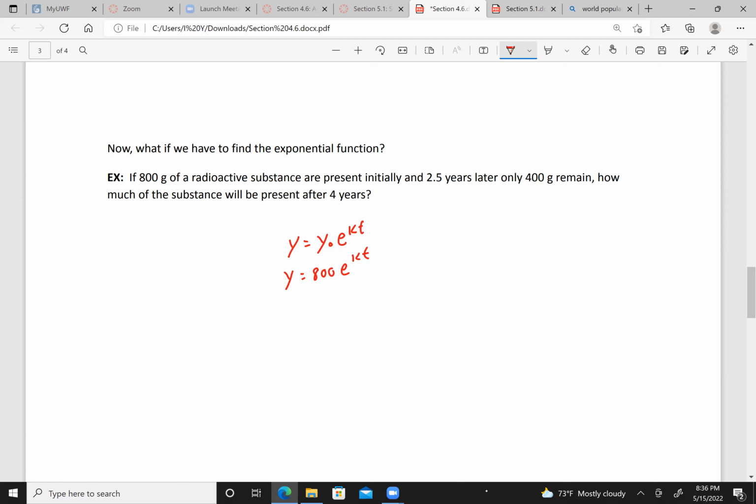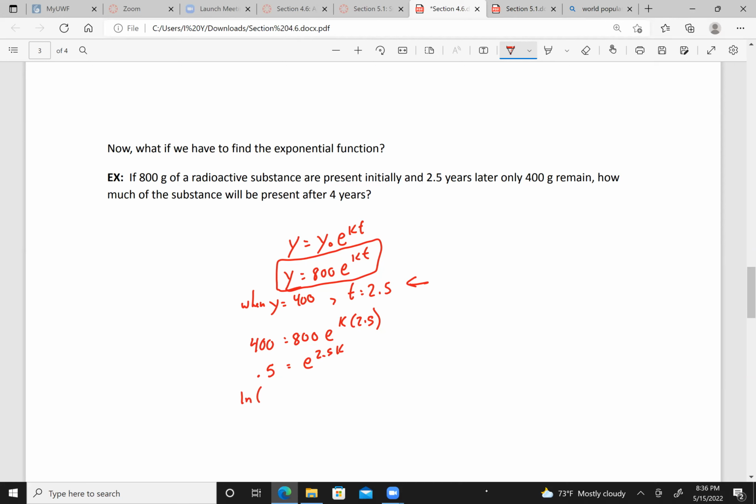So then we're told when y equals 400, t equals 2.5. So looking at this equation, we essentially have 3 variables. Here we're given 2 of them. So substitute in y equals 400, 800 e to the k times 2.5. So we can divide by our 800 and we get 0.5 equals e to the 2.5k.